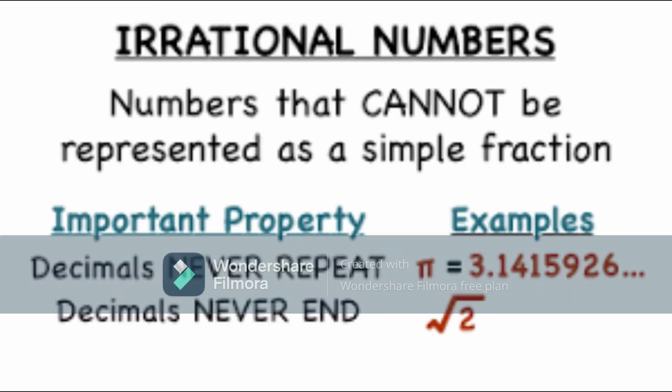So now let us see about the irrational numbers. Irrational numbers are the real numbers that cannot be represented as a simple fraction. It cannot be expressed in the form of a ratio, such as n by d, where n and d are integers, d is not equal to 0. It is a contradiction of rational numbers.